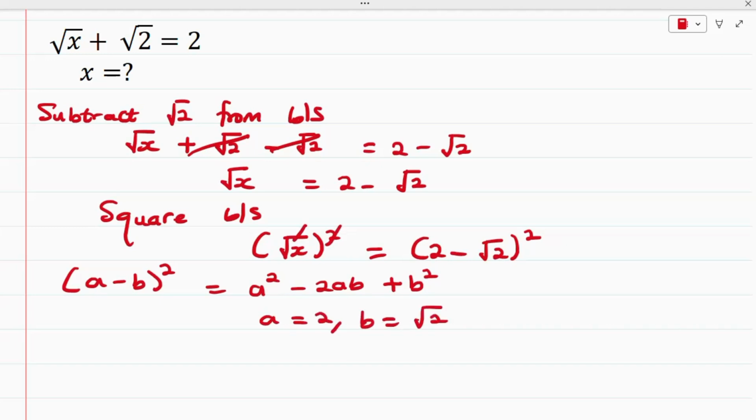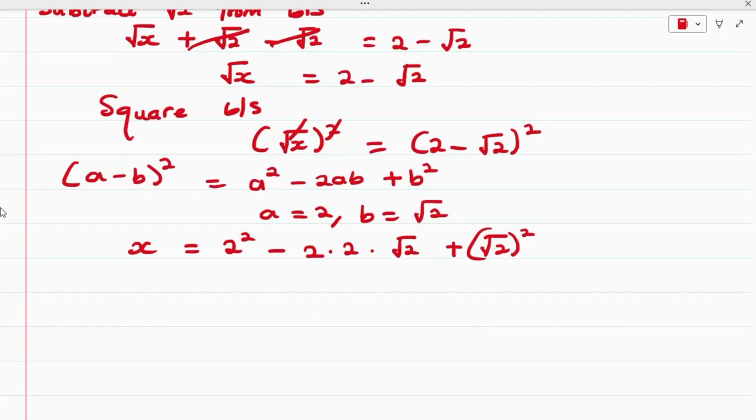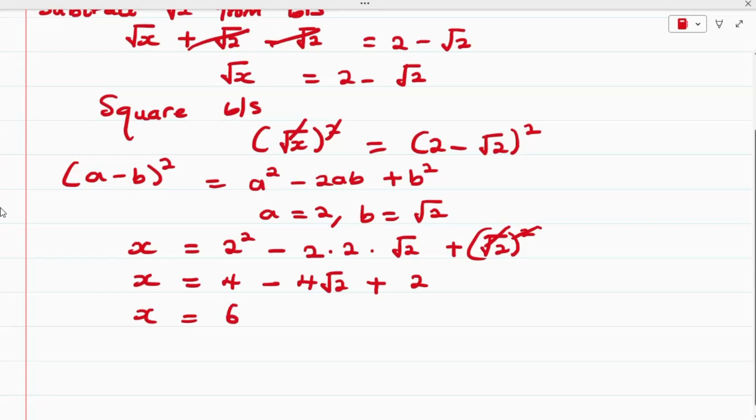So we have that this cancels out this, so x is equal to 2 squared minus 2 multiplied by 2 multiplied by the root of 2, plus the root of 2 all squared. So from here, x is equal to 2 squared, which is 4, minus 2 times 2, which is 4, multiplied by the square root of 2, that is 4 root 2, plus this cancels out this, so we have 2. So x is equal to 4 plus 2 is 6 minus 4 root 2. Alright, and this becomes the value of x.